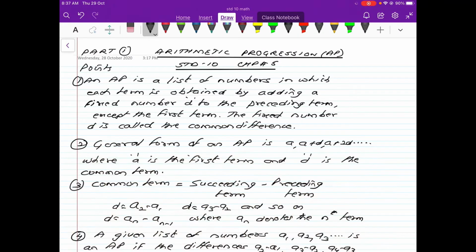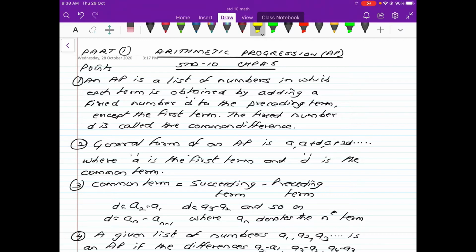Today we are starting with a new chapter called arithmetic progression. This is standard 10th maths. This is part 1 of the chapter. So we'll start by introducing what we mean by an arithmetic progression. An arithmetic progression is a list of numbers in a definite pattern. So there is a series, there is a pattern, and there are some regular features in them.